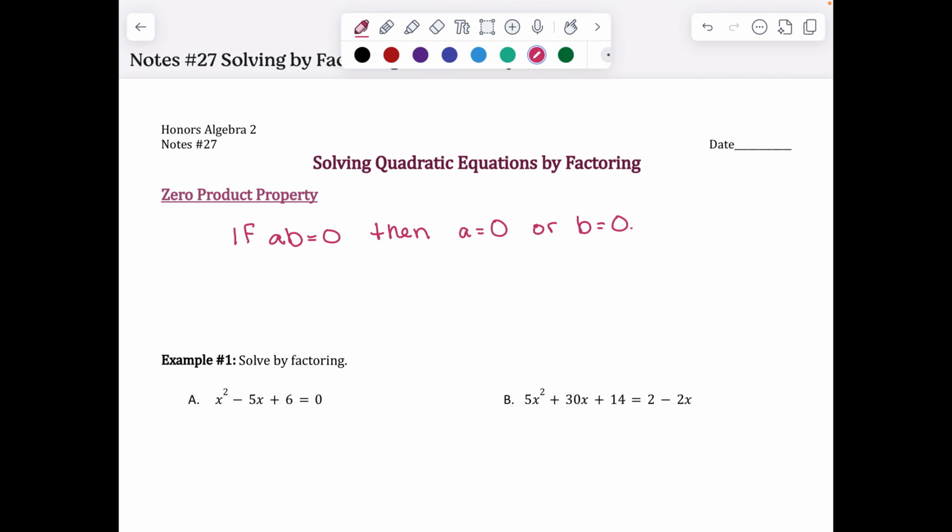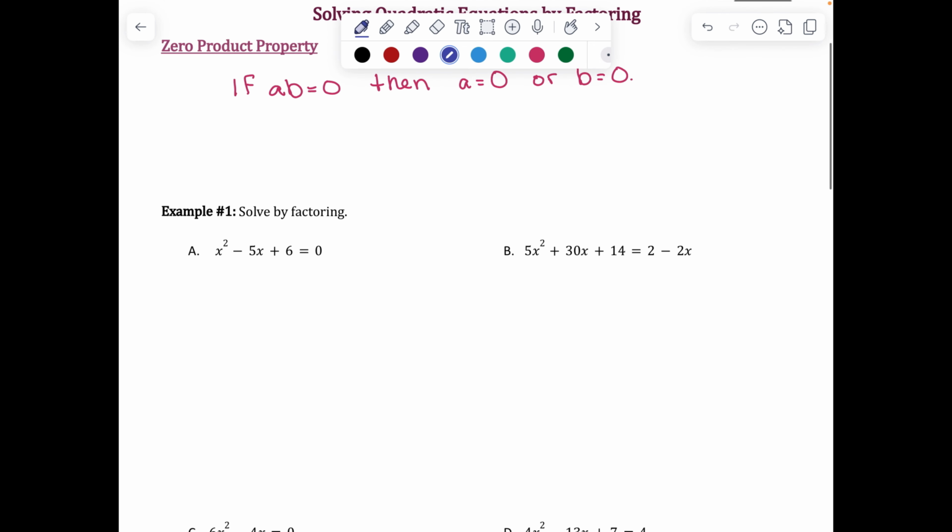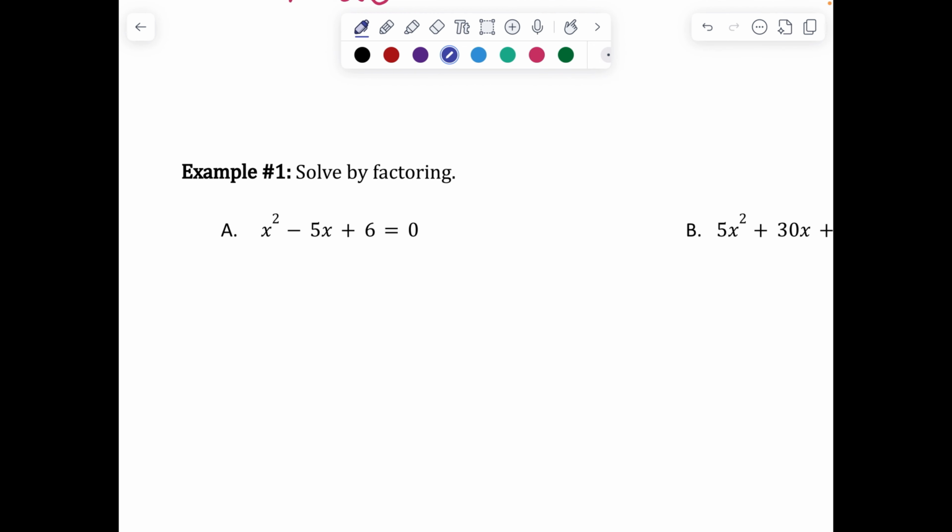So when we are working on solving by factoring, we need to set our quadratic equation equal to 0. Looking at this first one, we have x squared minus 5x plus 6 equals 0. I'm just going to start by factoring that. I know that we have to multiply to 6, add to negative 5. So that tells me I'm going to factor this as x minus 2 times x minus 3.